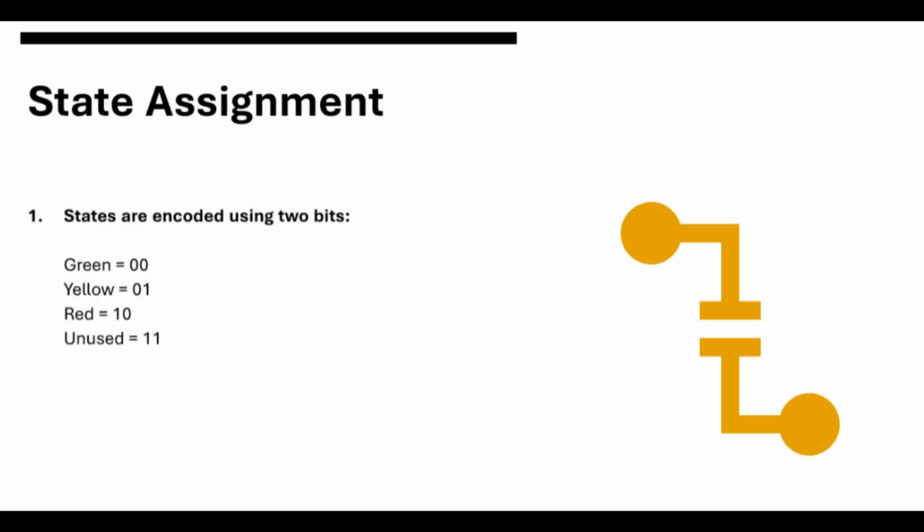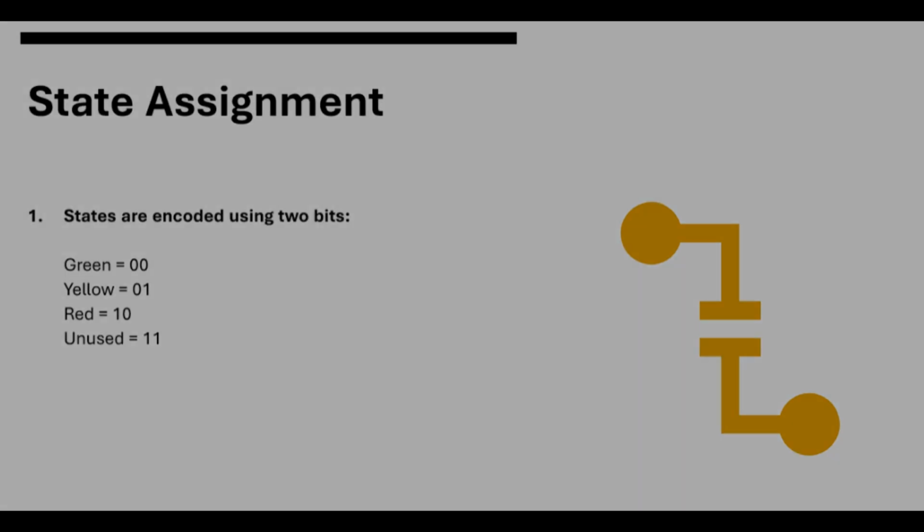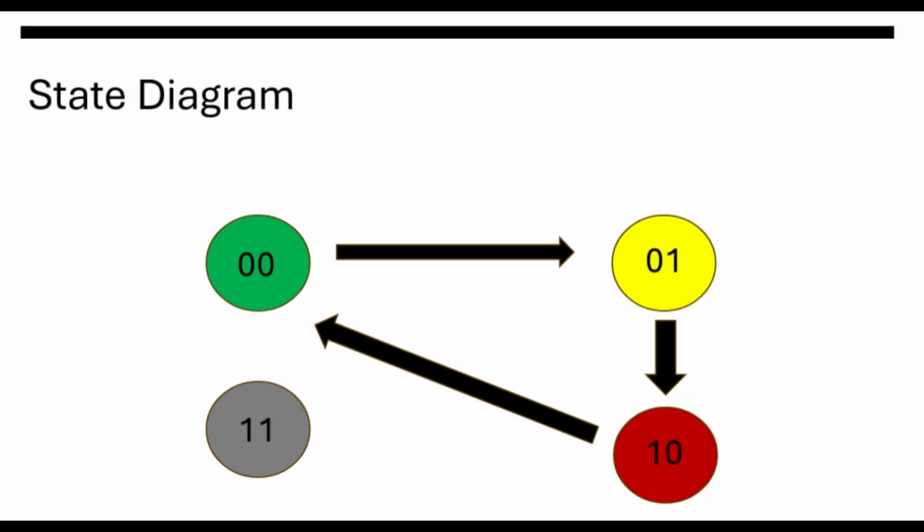State assignment. States are encoded using 2 bits. Green is 00, yellow is 01, red is 10, unused is 11. This slide shows the state diagram of the traffic light control system. The arrows indicate the state transitions, which occur sequentially based on the clock signal. The system moves from green 00 to yellow 01, then to red 10, and finally returns to green 00.